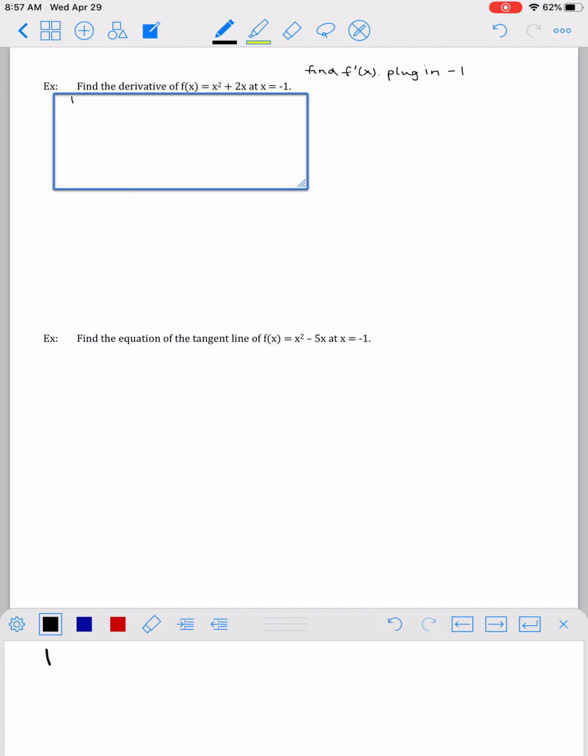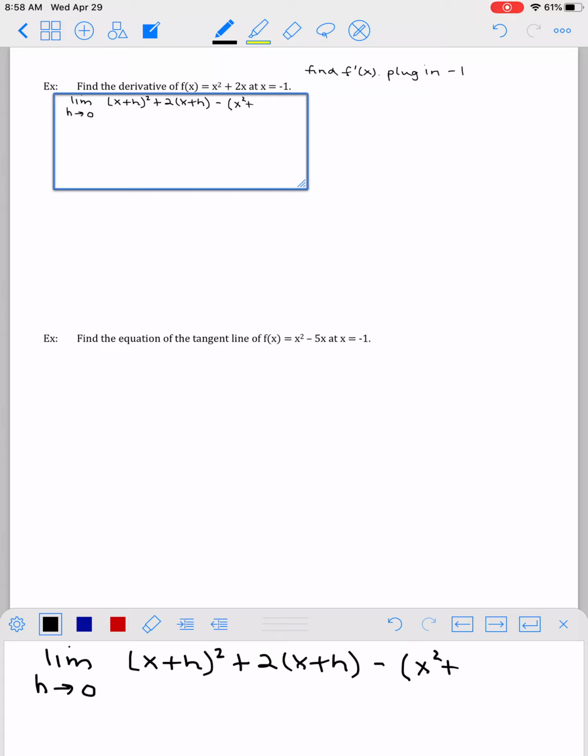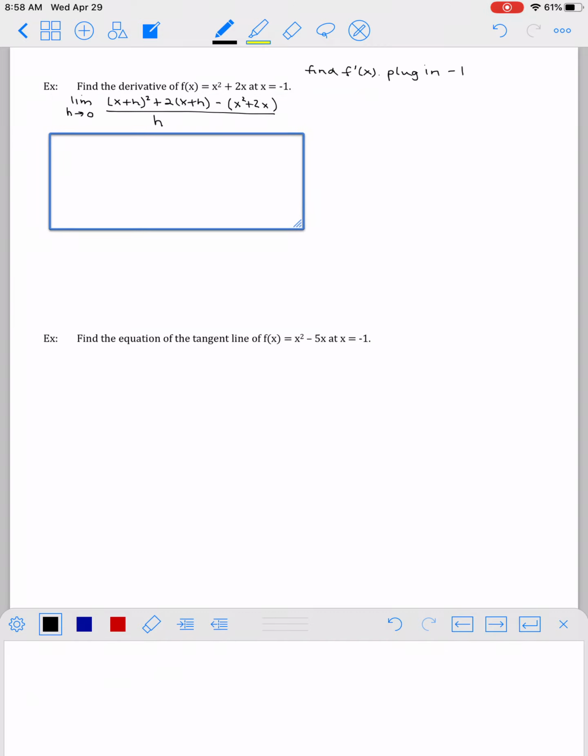So limit as h approaches 0. I start with x plus h quantity squared plus 2 times x plus h, and then minus the function x squared plus 2x, all over h. So again, now we can see the process. Can't plug in the h, got to multiply out and try to cancel.